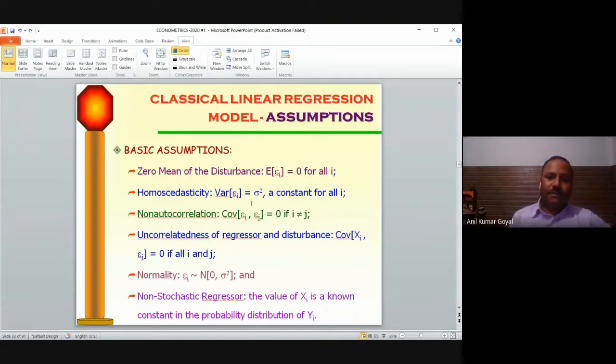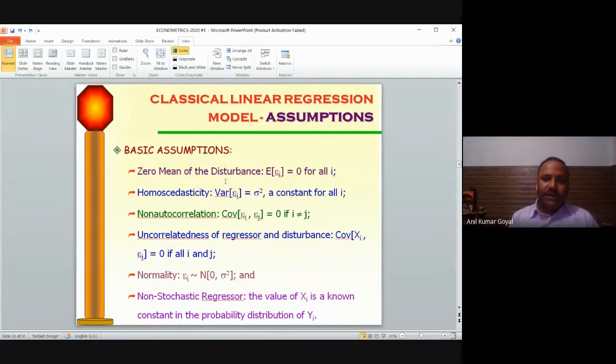So for the error term, we say that there should be no autocorrelation. Covariance must be zero. Uncorrelatedness of regressor and disturbances: here we are talking about the covariance of the independent term and the error term. The independent variables and the error term must be uncorrelated. If there is a correlation, then it can create a problem.